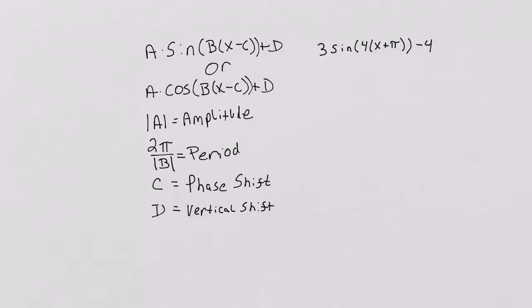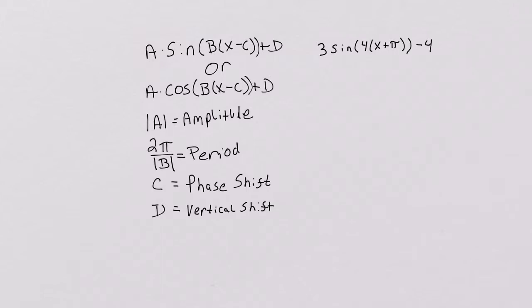Okay, so 17.2, here we go. What we're doing in 17.2 is we're going to describe the amplitude, the period, the phase shift, and the vertical shift of any sinusoidal wave, sine or cosine. I have two standard form equations here.